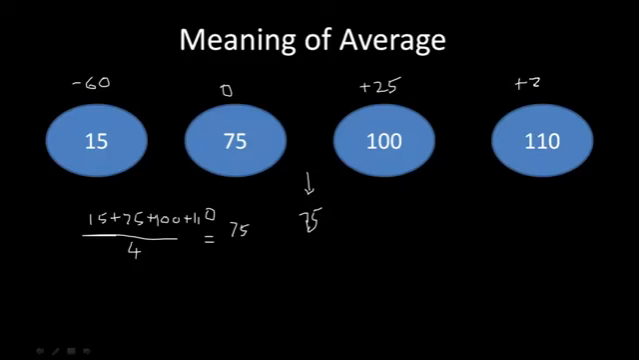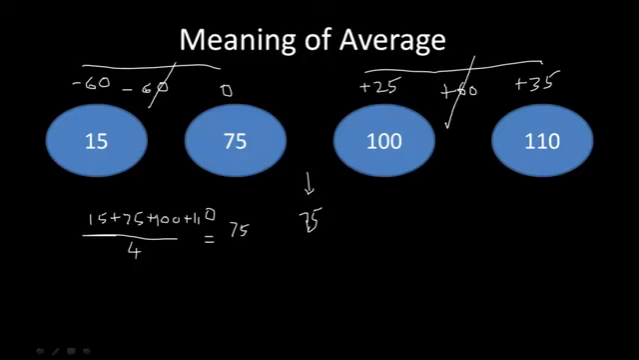And 110 is how far from 75? It's 35 forward. Now if I add all the positive numbers, 25 and 35, that gives me a positive 60. And if I add all the negative numbers, it gives me a negative 60. Can you see that all the negative numbers and all the positive numbers cancel out each other? That is the meaning of average. So average is the number which is right in the middle in terms of magnitude, guys, not always in terms of position, just in terms of magnitude. Now let me explain it to you in a better way.